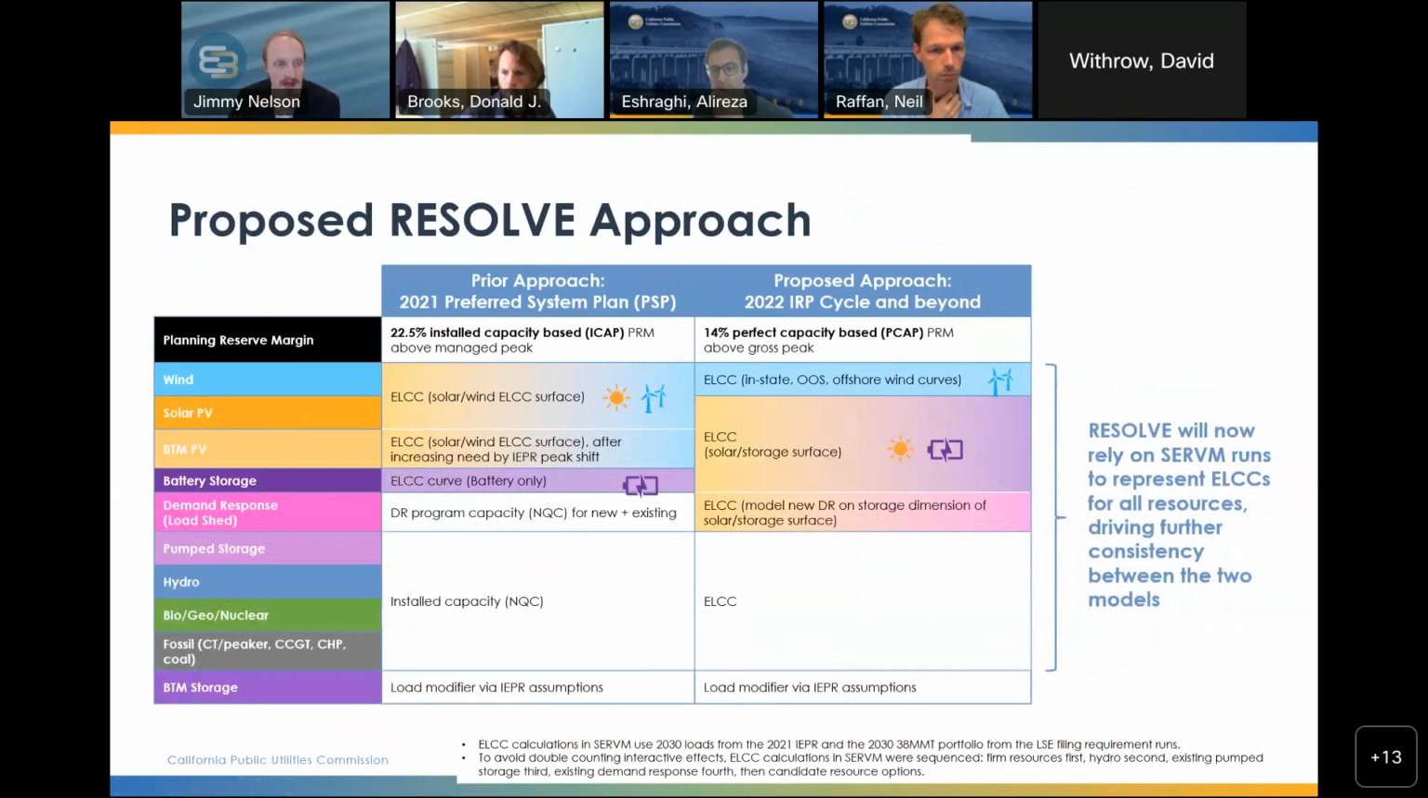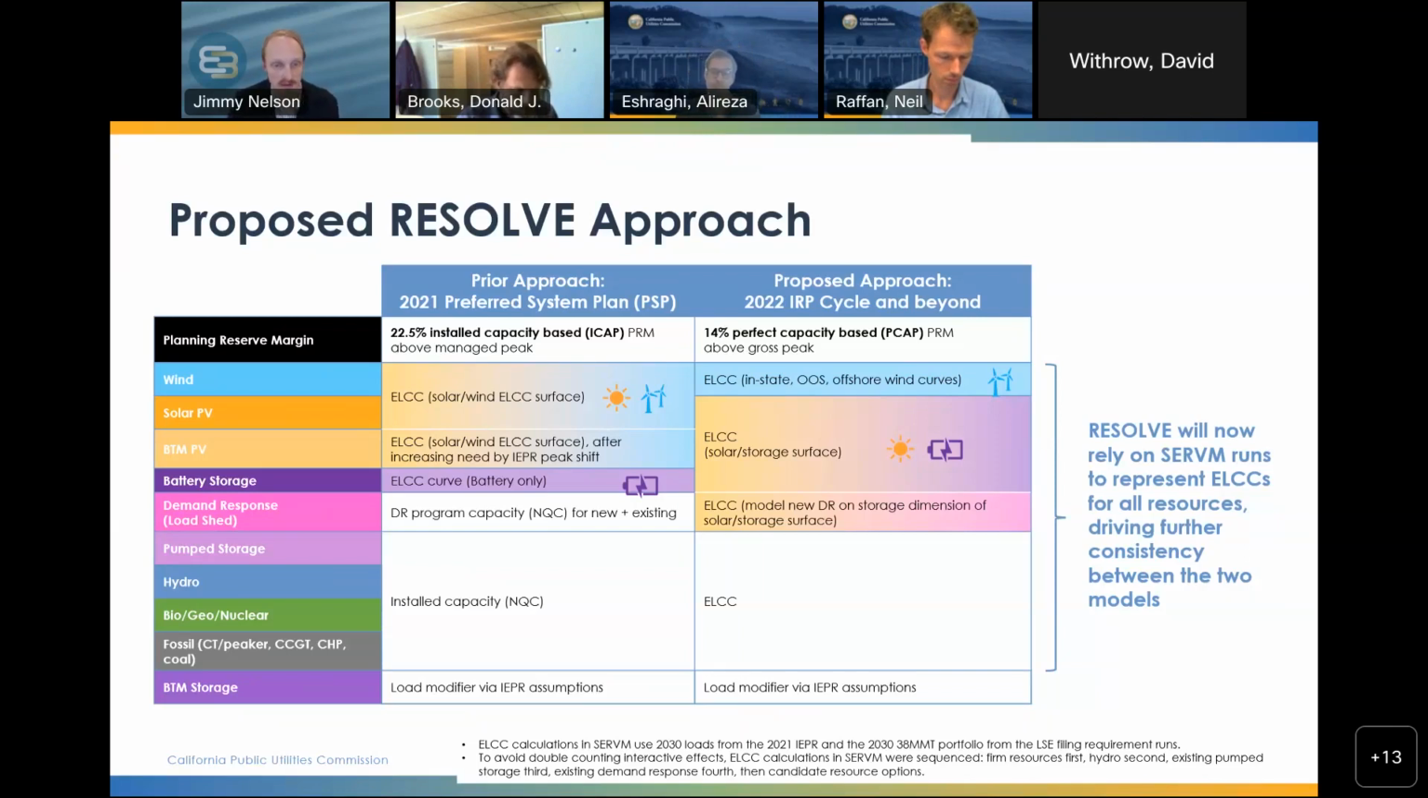So this is a summary slide of all of the Resolve updates that we're proposing, that I'll go through in the subsequent slides. On the left, you have all the different resource classes that we model in Resolve, grouped by resource type. And in the middle, we have how we represented the contribution of those resources to the planning reserve margin in the 2021 preferred system plan. So this is where we've been.